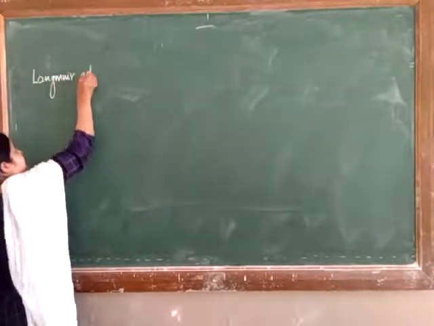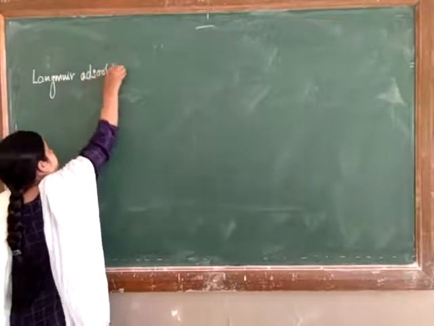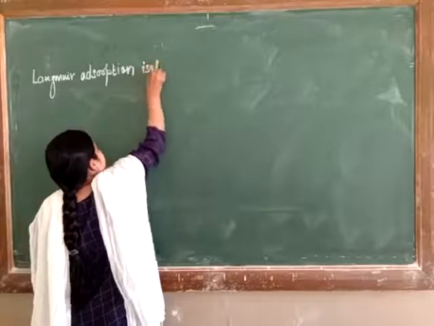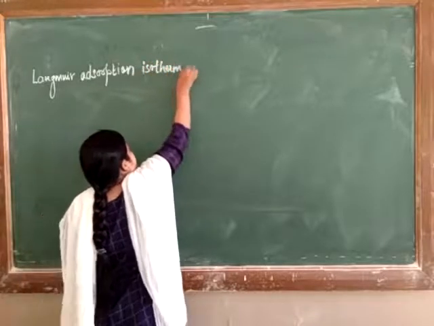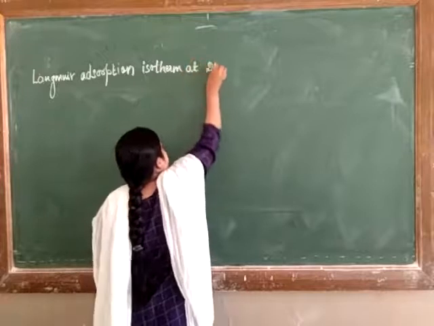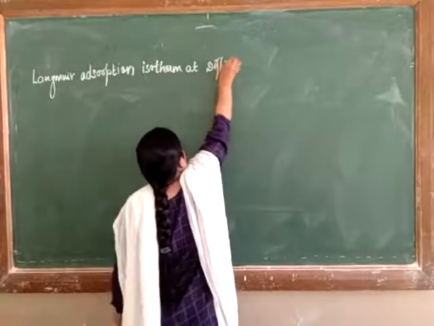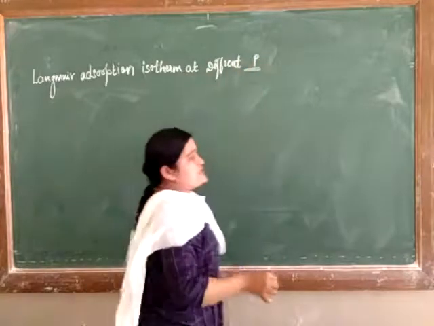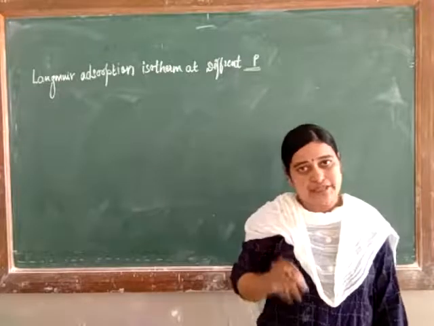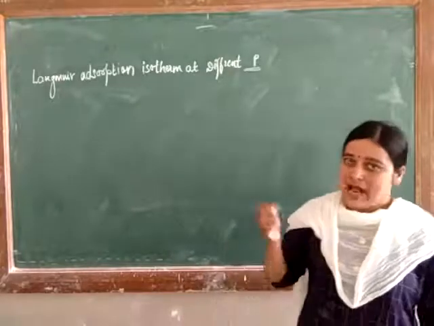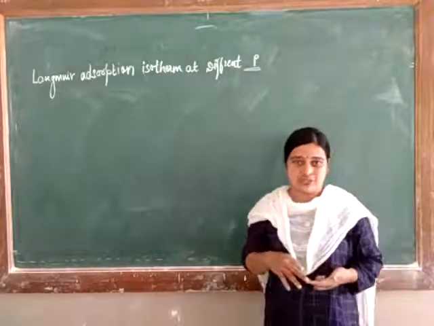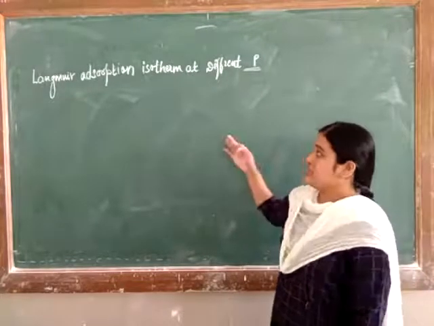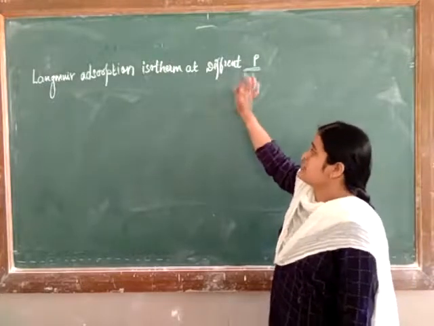Linear adsorption isotherm at different pressure. What does that mean? When you increase the pressure, that is high pressure; when you decrease the pressure, that is low pressure; and in between is an intermediate pressure. We are going to deal with the variations in that particular equation, that is, linear adsorption isotherm at different pressure.